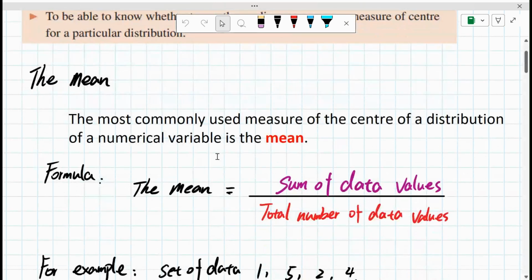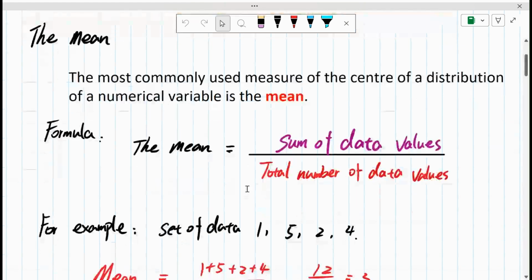The mean actually has another fancy name, which is average. The most commonly used measure of the center of the distribution of a numerical variable is the mean. The mean is the sum of the data values divided by the total number of data values.